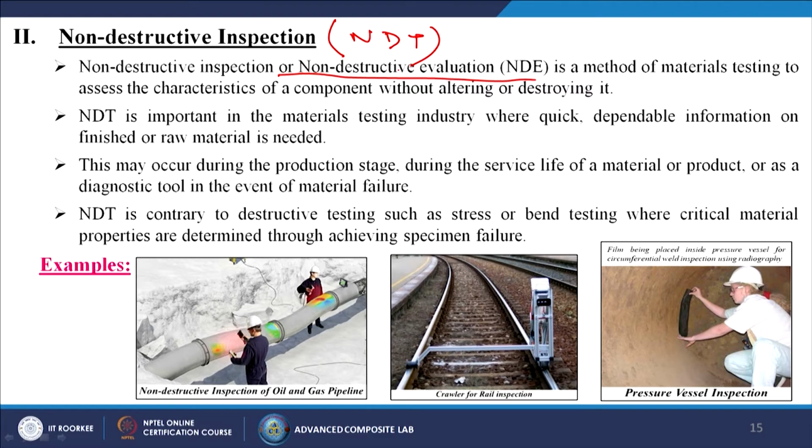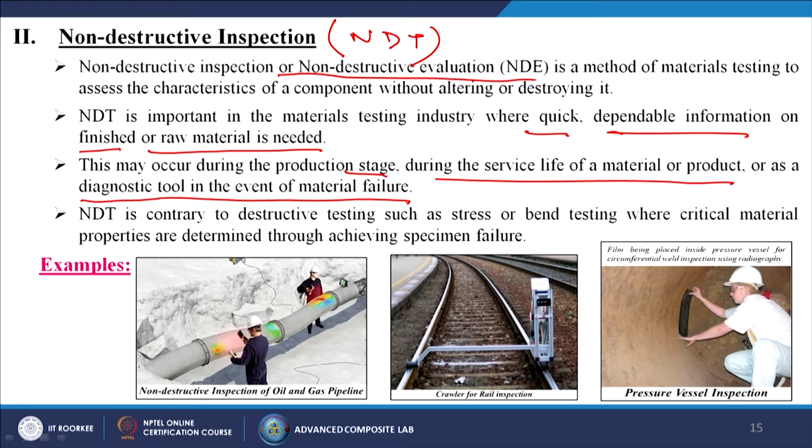So, NDT is important in the materials testing industry, where quick, dependable information on finished or raw material is required. This may occur during the production stage, during the service life of a material or product, or as a diagnostic tool in the event of material failure. NDT is contrary to destructive testing such as stress or bend testing, where critical material properties are determined through achieving specimen failure. So, here you can see we have given so many examples of non-destructive testing.